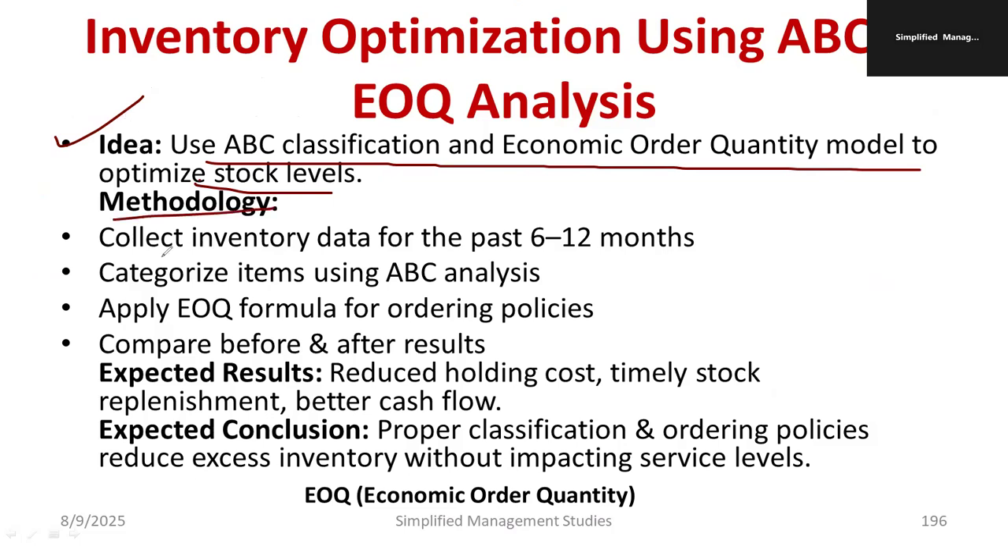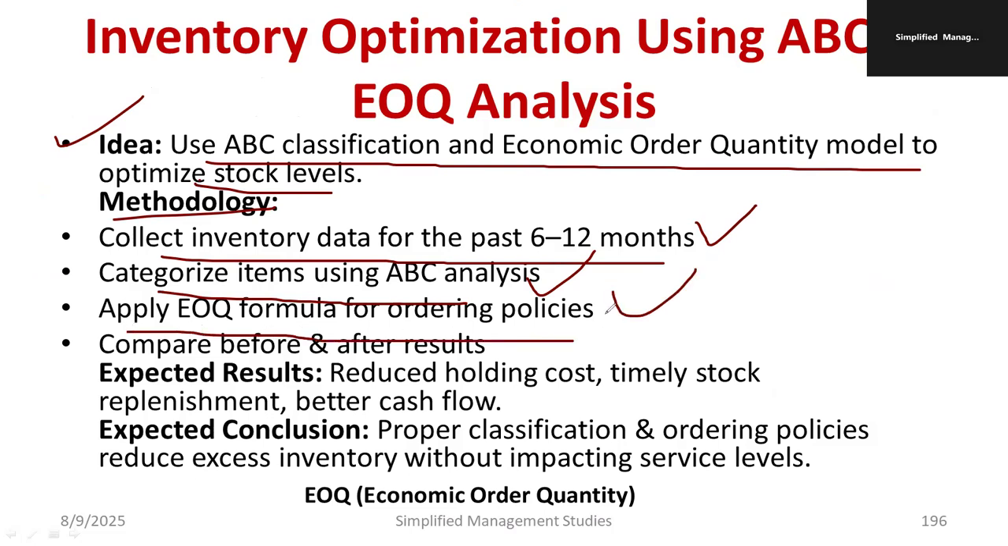For methodology, you collect the inventory data for the past 6 to 12 months in a particular company. Categorize the items using ABC analysis, and apply the EOQ formula. There is a formula applicable to EOQ. Compare before and after the result; you can show the comparison between before and after implementing this strategy. The expected results are reduced holding cost, timely stock replenishment, and better cash flow. You have to highlight these in the form of graphs.